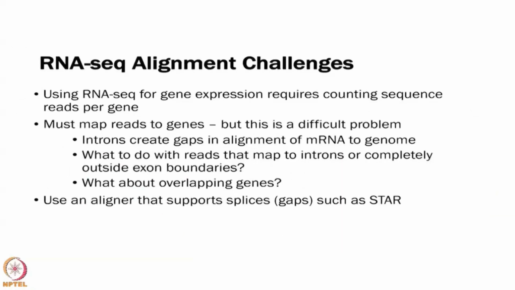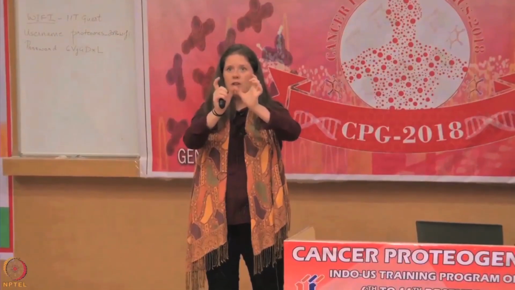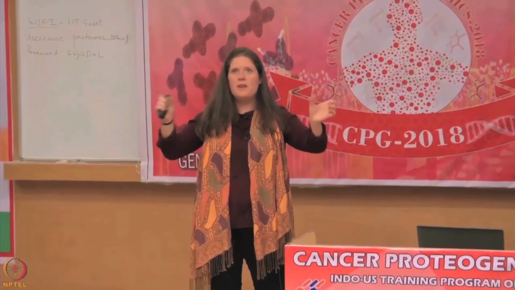But there are some challenges to RNA-seq alignment. This includes the fact that there are introns. So with whole genome sequencing, right, you have chunks of DNA that you can just map back to your reference genome. Here, because you're looking at RNA, you have exons that have been spliced together, so you have places where there will be a gap, and you have to account for that gap in your alignment.